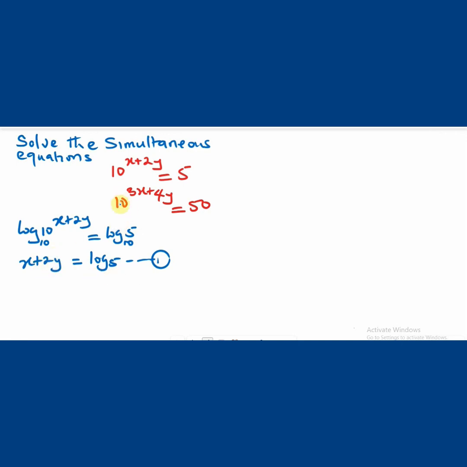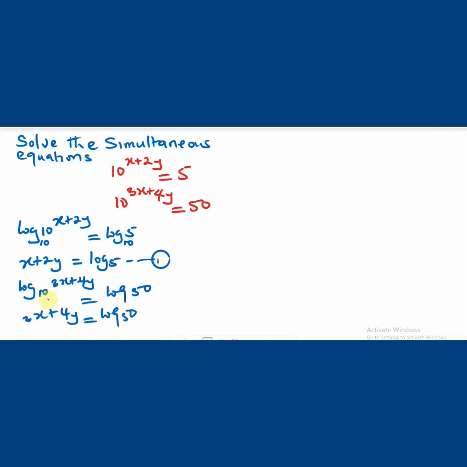I'll do the same in the second equation. I have log 10 raised to the power of 3x plus 4y is equal to, I'll do the same here, log 10 raised to the power of 50 or log 50. So this is the same thing. This is going to give me 3x plus 4y is equal to log 50.